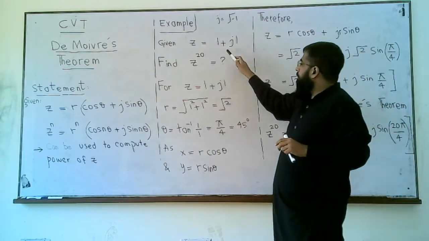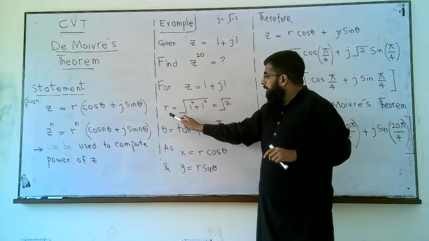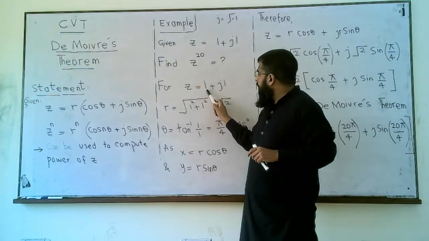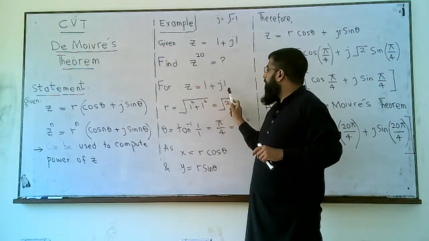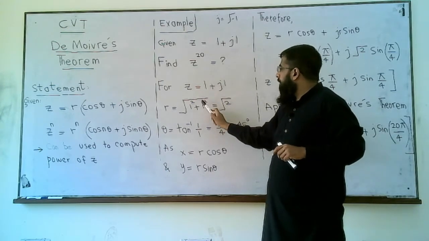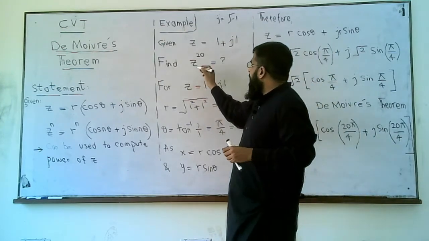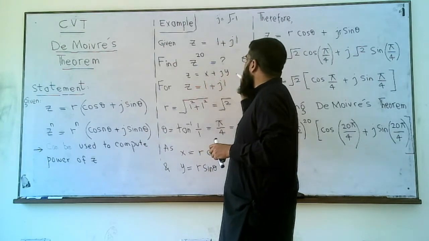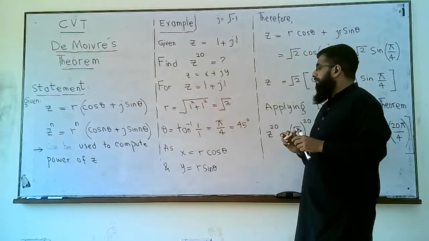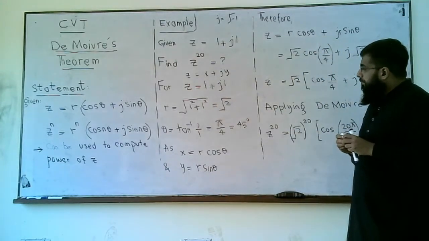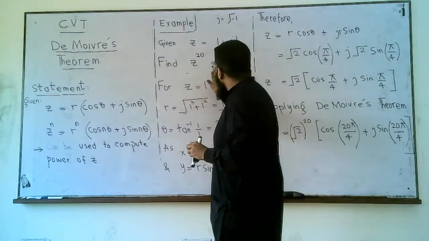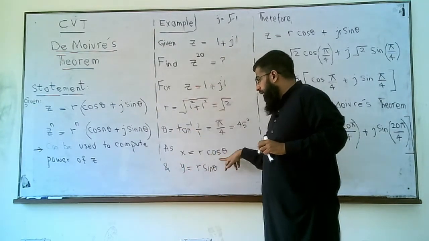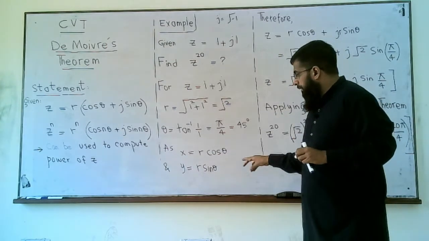So, given this z, 1 plus j1, we can compute its r and theta, the magnitude and the argument. R is square root of square of 1 plus square of 1, the whole square root. This is written in rectangular form, x plus jy, where x is 1, y is 1. And once we have computed r and theta, we can write x is equal to r cos theta and y is equal to r sin theta.